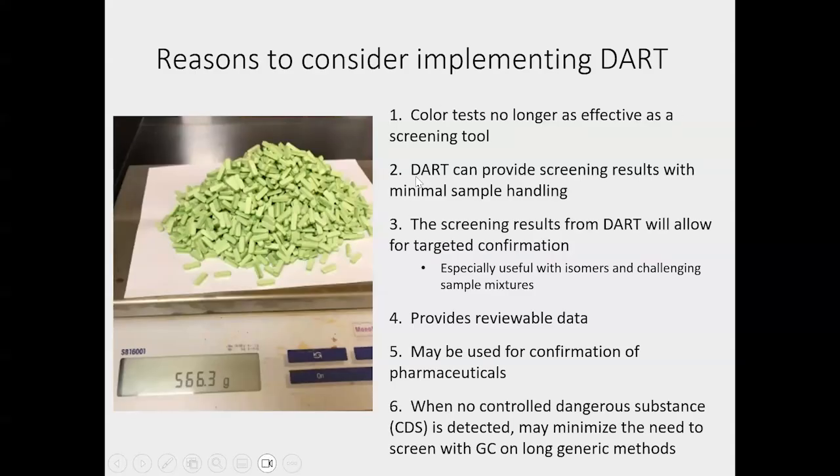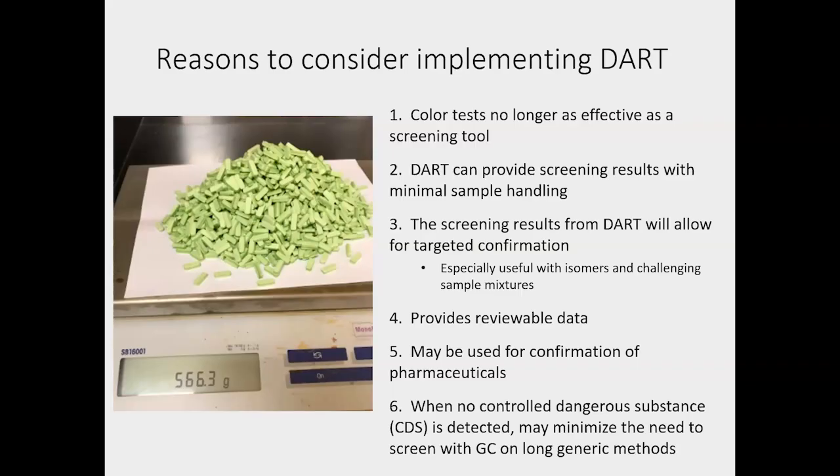Another reason why we wanted to consider implementing DART is because we were starting to see some dangerous fentanyls in the lab. They were starting to get more and more potent, and we wouldn't realize what we had on our bench until we already had the GCMS results and we had already weighed it and handled it. So we wanted to see if we could screen for these substances without having to open the packaging in case we were potentially exposed to carfentanil or one of the really potent fentanyls.